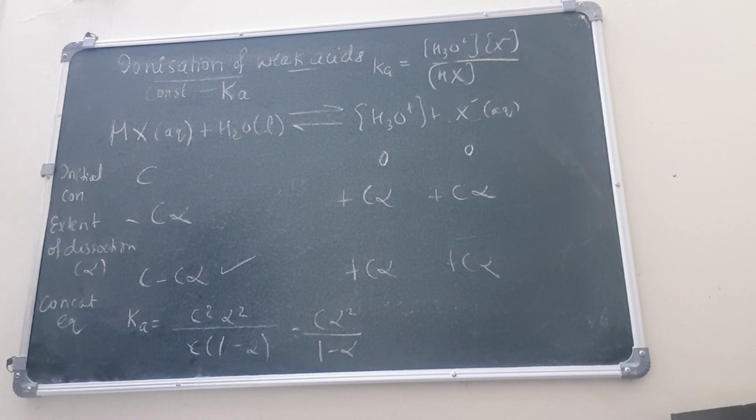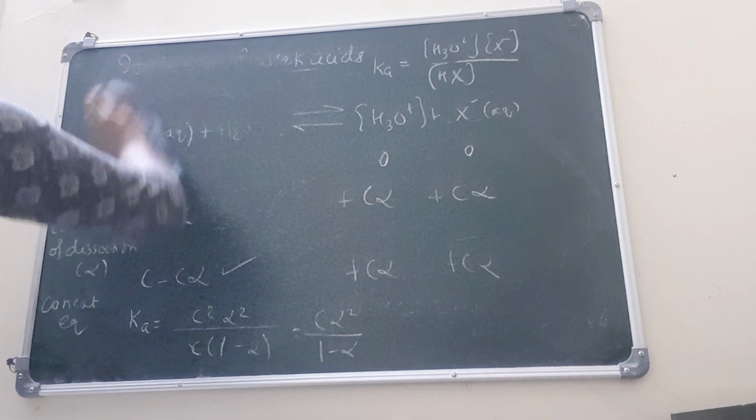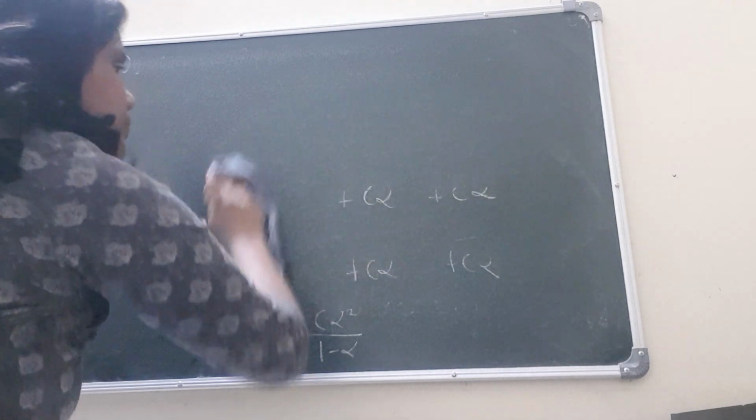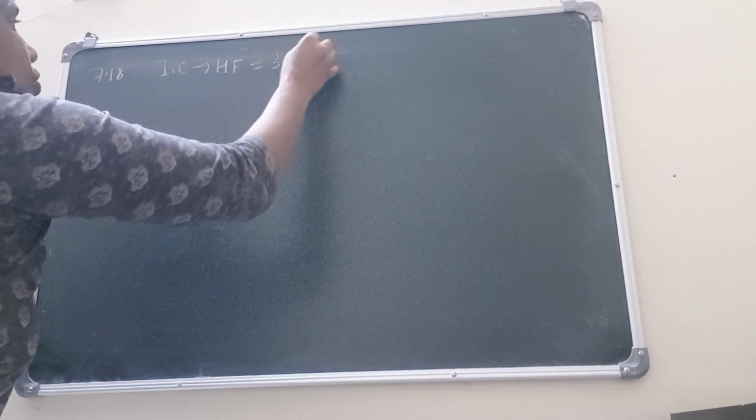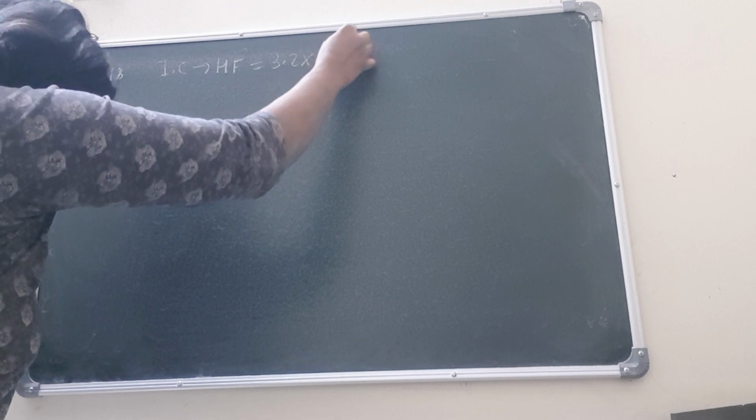Okay, so I'm just going to take one example based on calculating the ionization constant of a weak acid. This is 7.18 of your textbook. Ionization constant for HF is given to you as 3.2 into 10 power minus 4. Ionization constant has no unit, sorry.